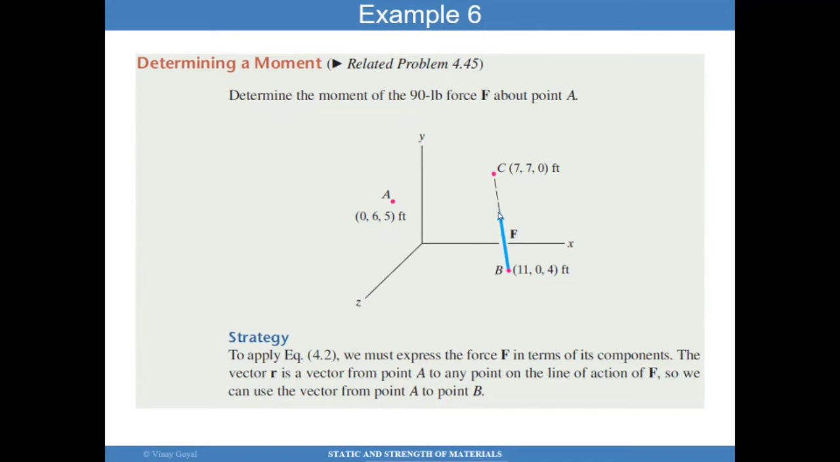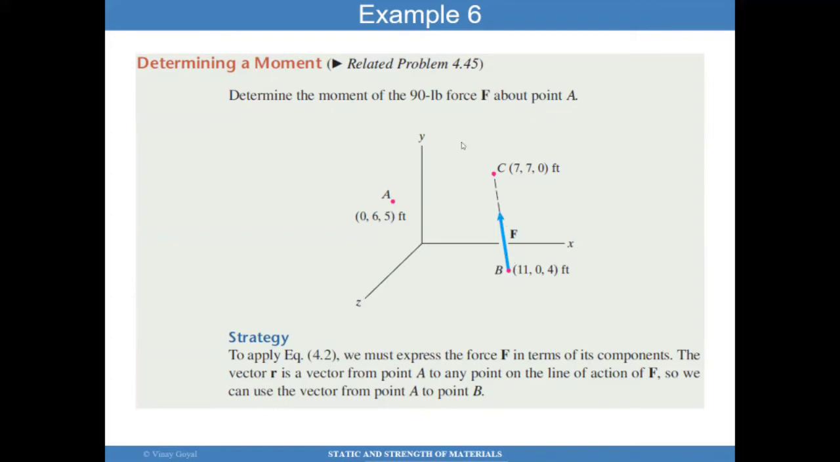So what is the strategy to solving this problem? First, we have to find R from A to B. That's easy. That position vector is 11 minus 0 i hat, 0 minus 6 j hat, 4 minus 5 k hat. That'll give us the position vector from A to B. Now, how do I find F?